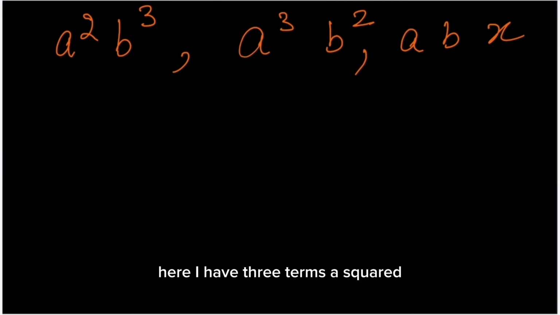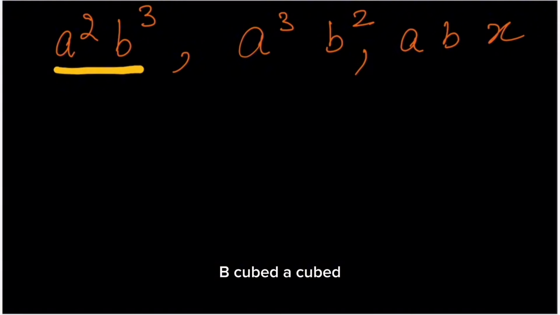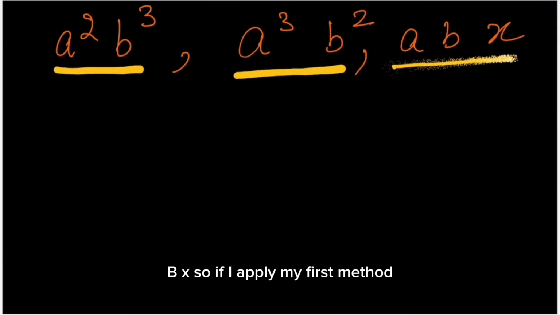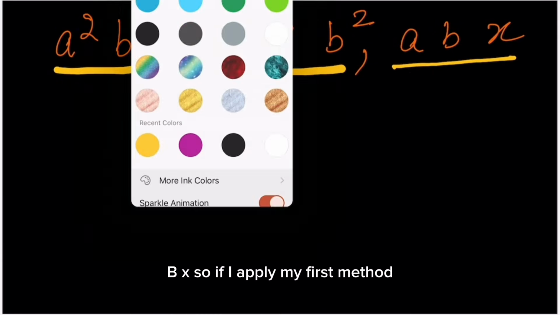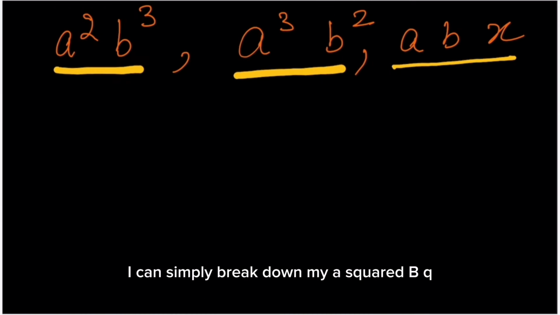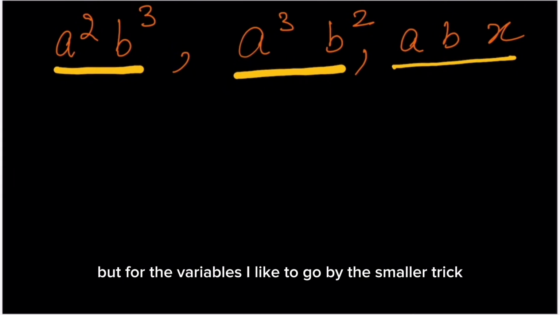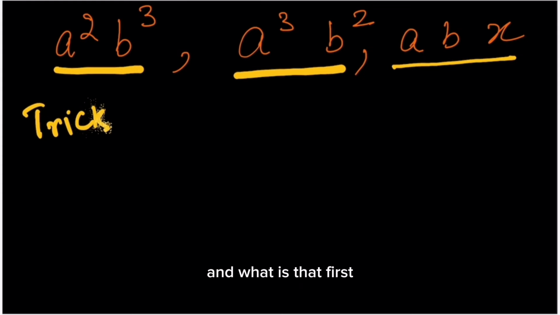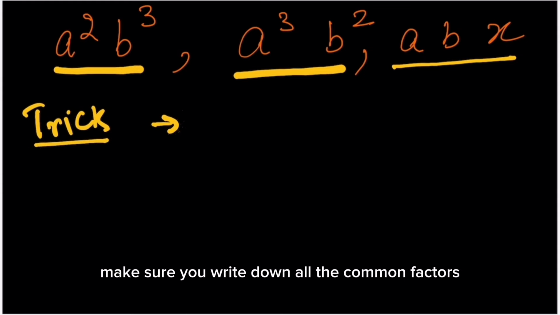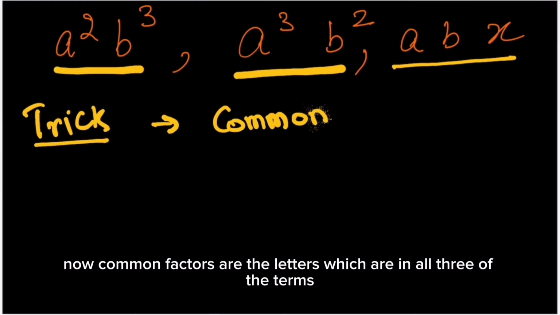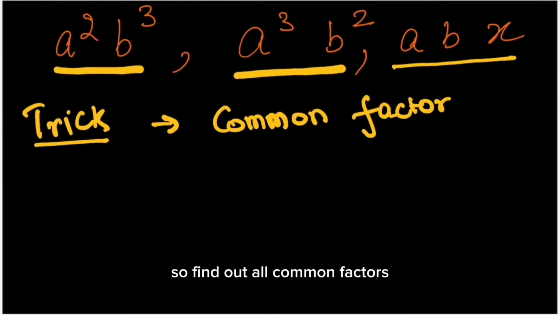Here I have 3 terms: a squared b cubed, a cubed b squared, abx. So if I apply my first method, I can simply break down a squared b cubed, a cubed b squared, abx, find the common factors and multiply them. But for the variables, I like to go by the smaller power trick. And what is that? First, make sure you write down all the common factors. Common factors are the letters which are in all three of the terms.